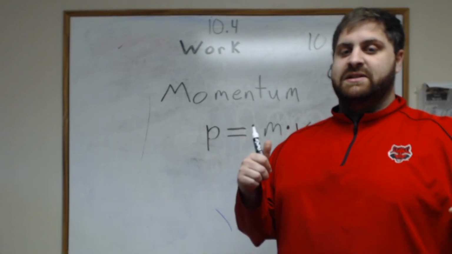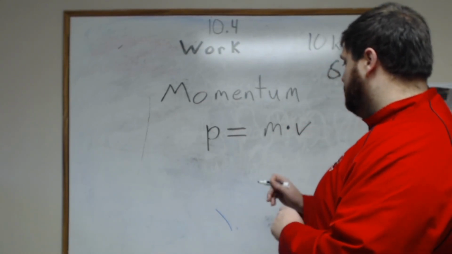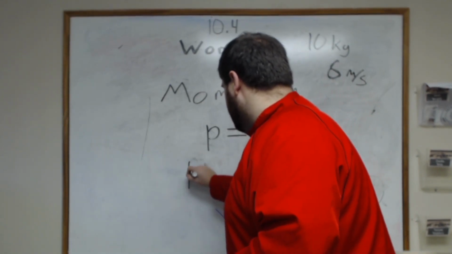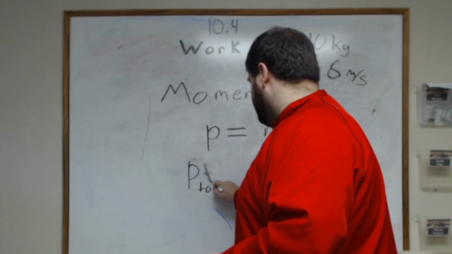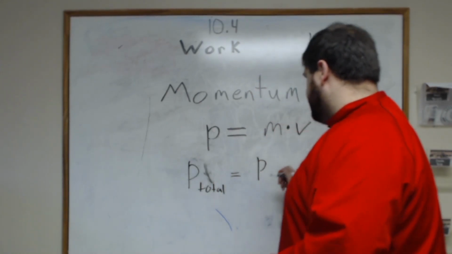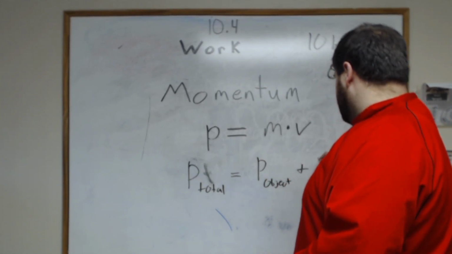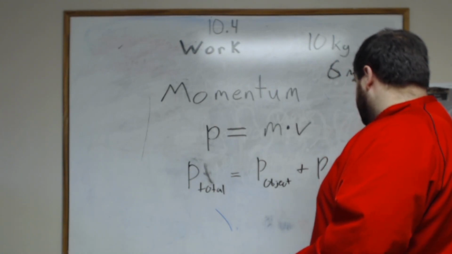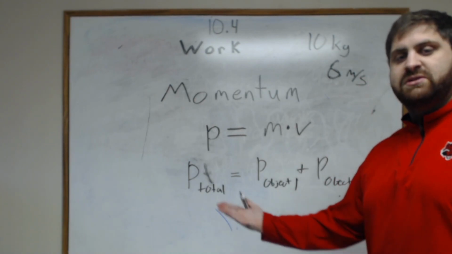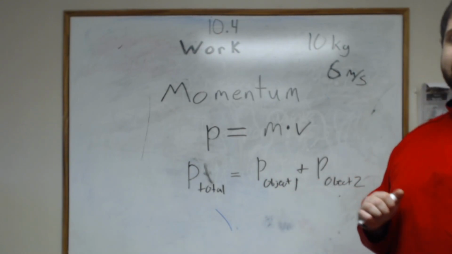There's different ways objects translate energy to each other when they hit. But on a simple basis, the total momentum, little p, total, is equal to the momentum of each object. So we can say object 1 plus the momentum of object 2. Alright, so total momentum is equal to the sum of all the momentums in the system.